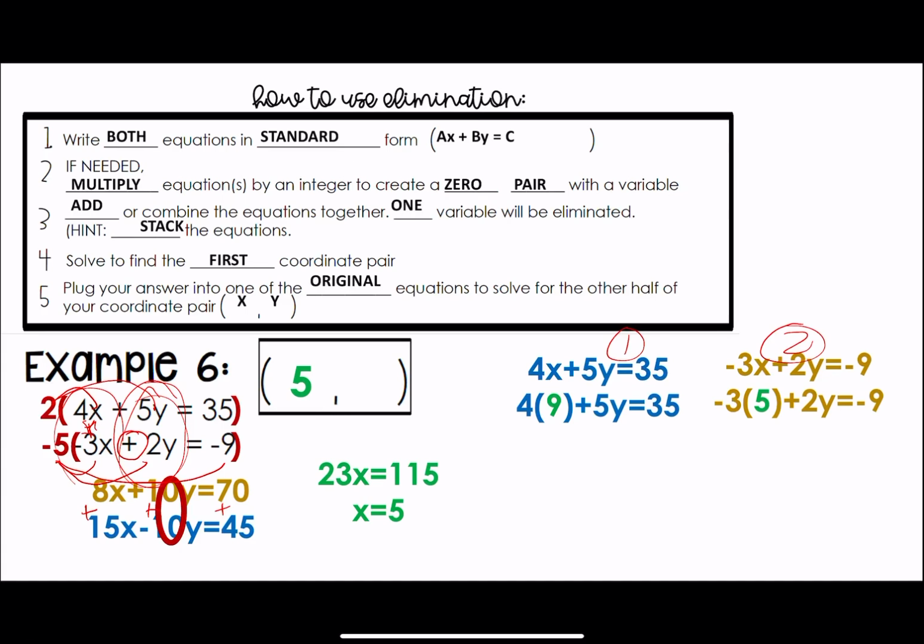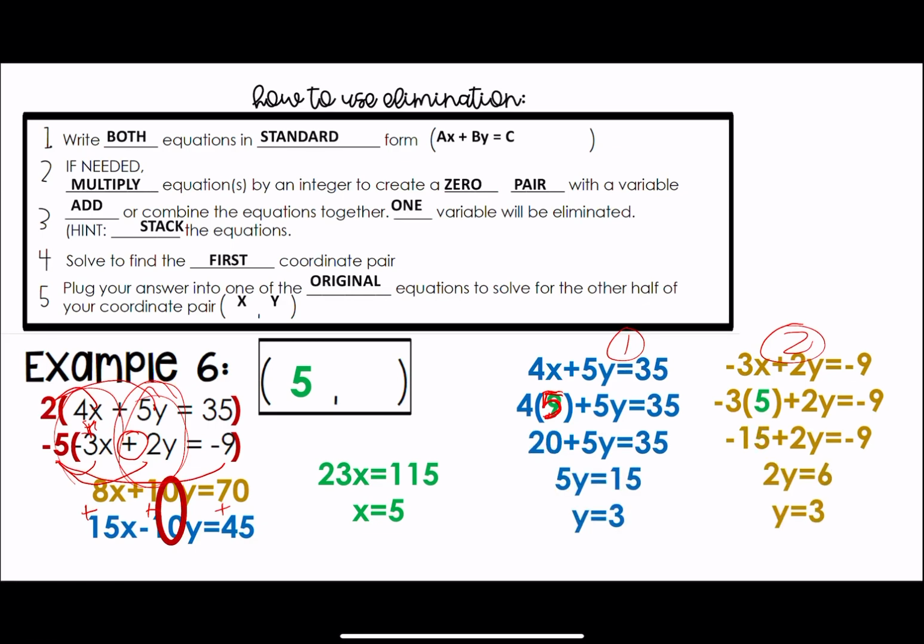All right, so I am now substituting the right number in right here. So I got 4 times 5 plus 5y equals 35 over there. All right, simplify it out, move your constant over, divide by your coefficient, and then you've got your second coordinate, which gets you y equals 3, and you've got your entire solution of 5, 3. You just made it. All right, that is the third way of doing it.